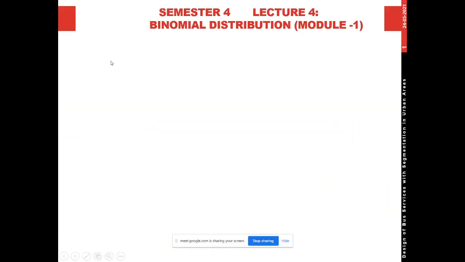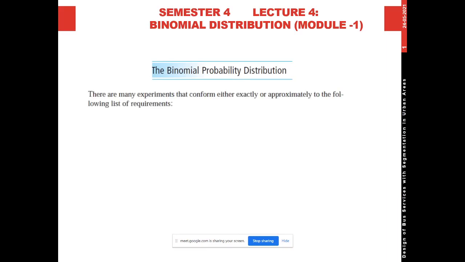Okay, lecture for binomial distribution. There are many experiments, either exactly or approximately, following a list of requirements. I will define four points, and many random experiments follow these four rules. Such distributions we call binomial distribution.